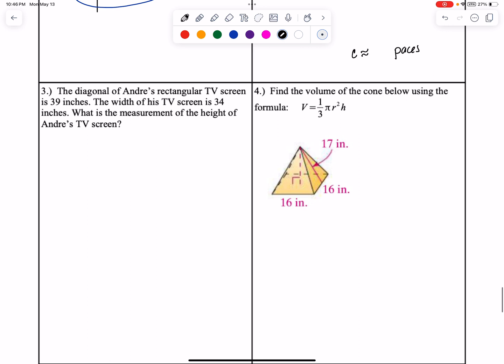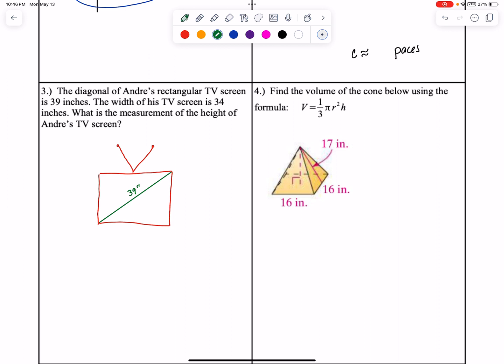Okay. All right, let's go ahead and set up number 3 here, and you can give that a shot. The diagonal of Andre's rectangular TV screen is 39 inches. Let's go ahead and draw a TV together. Okay, so here's a big flat screen TV. In the olden days, they used to have antennas like this, and that's how you used to draw a TV. But now we don't really have those antennas. It's just a rectangle. Okay. So the diagonal from here to here is 39 inches, okay?